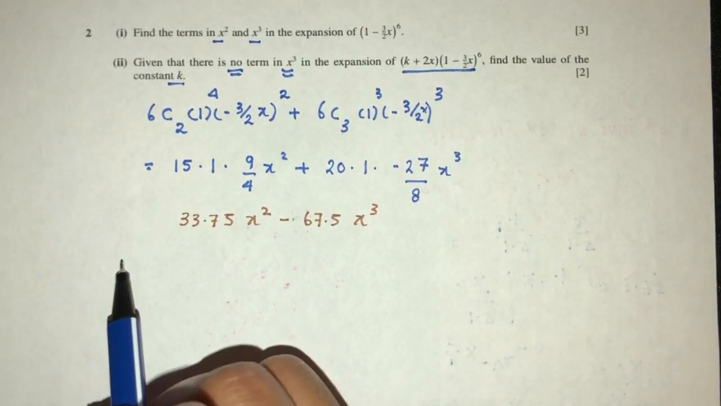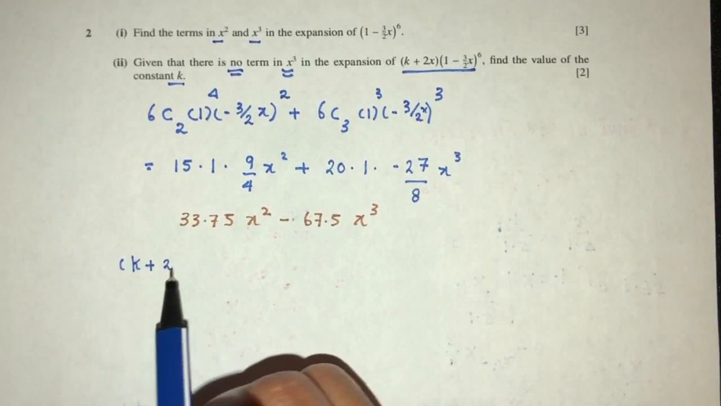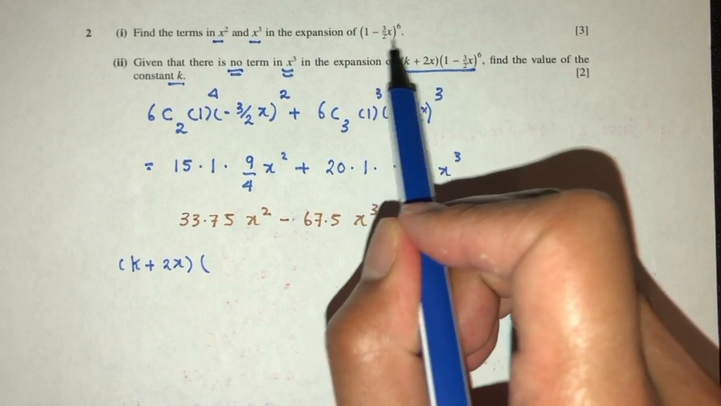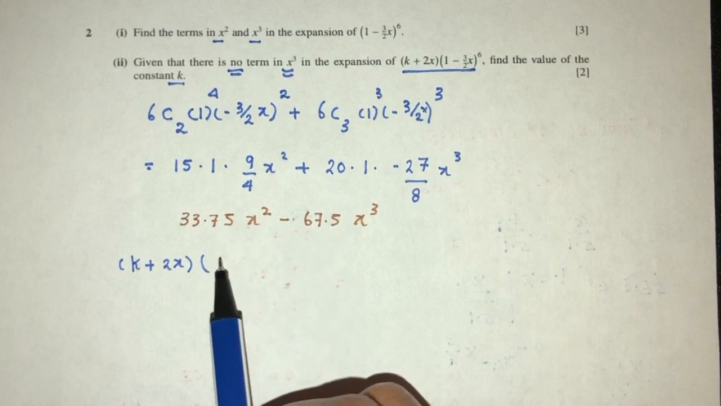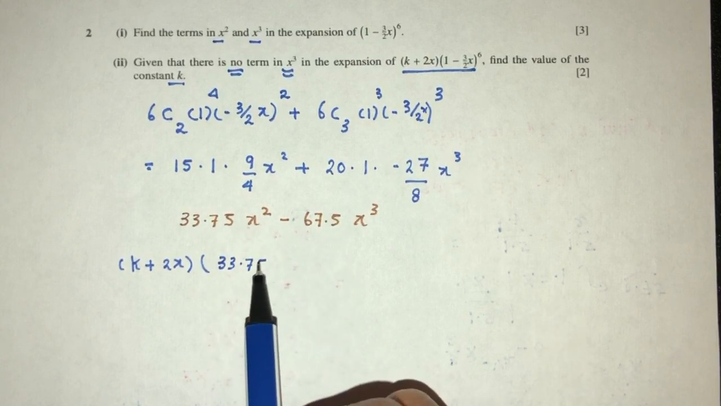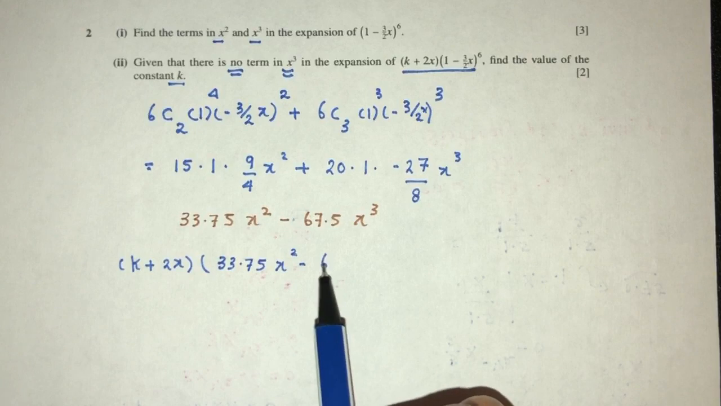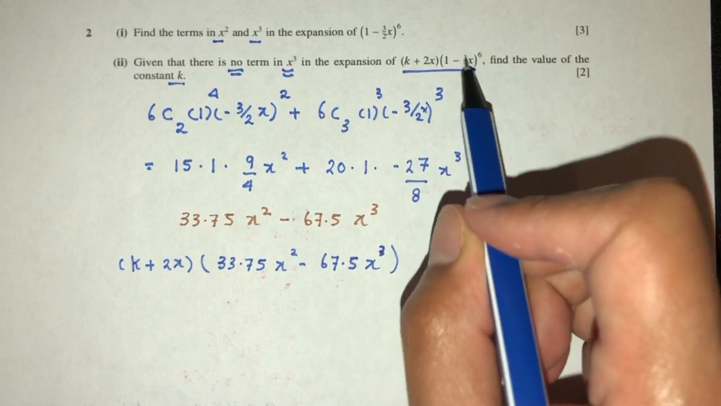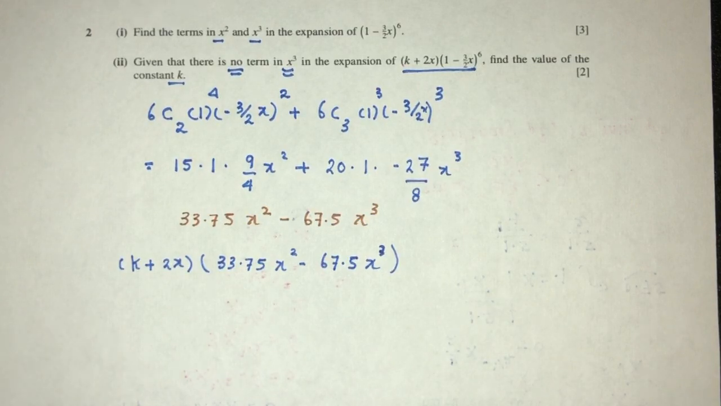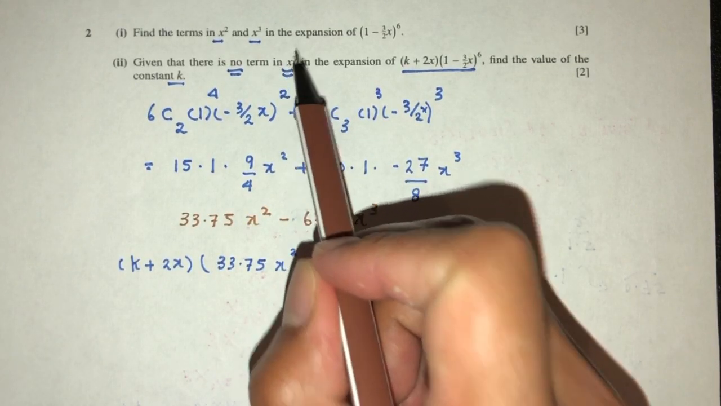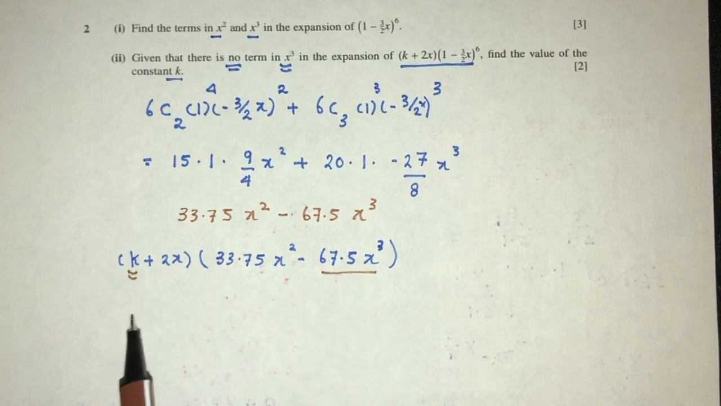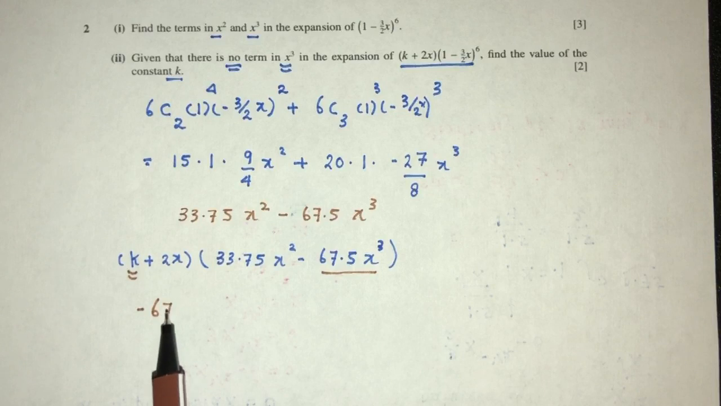Pretty easy. You have to expand this. k plus 2x. Now this is the same thing as this, and for this we found those two terms, so we have to use those terms for the next part, right? So we have to put this as this for this part of the expansion. Now, in this case, we only care about the term in x cubed, right? So if you take k, you have to multiply by this one, so we can have something in x cubed. That will be minus 67.5 k x cubed.